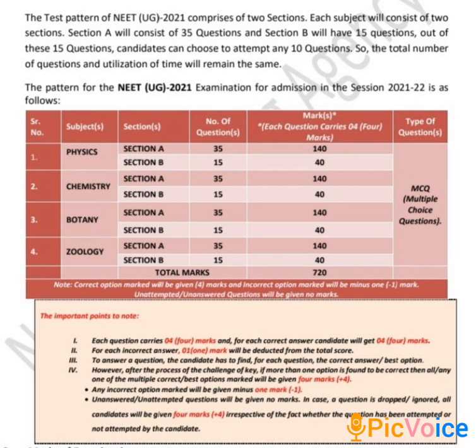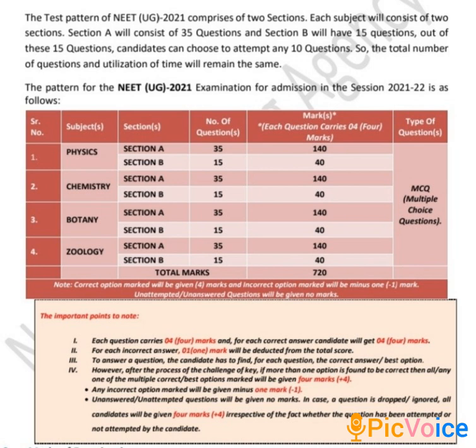So, 2 sections, section A containing 35 questions, that is compulsory, and section B having 15 questions, out of which you have to answer 10 questions. Each question carries 4 marks, and for each correct answer the candidate will get 4 marks. For each incorrect answer, 1 mark will be deducted from the total score. So beware of this negative marking and answer accordingly.